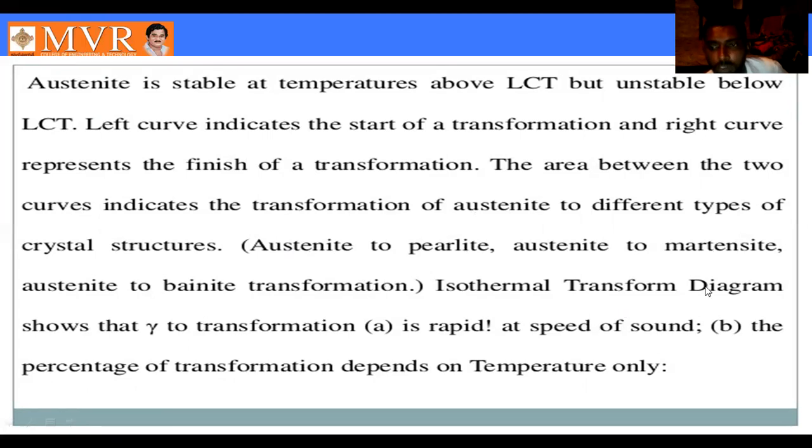So the isothermal transformation diagram shows the gamma to transformation. The percentage of the transformation depends on the temperature only. When the temperature is reduced very fast, the percentage also changes fast. When it cools slowly, the percentage also changes slowly. When the cooling is very fast, the percentage also changes very fast. So that is the definition.